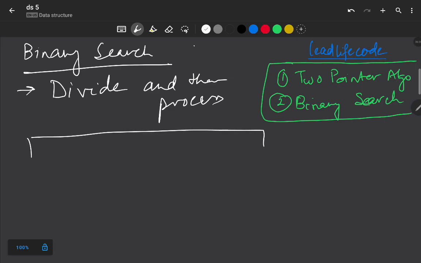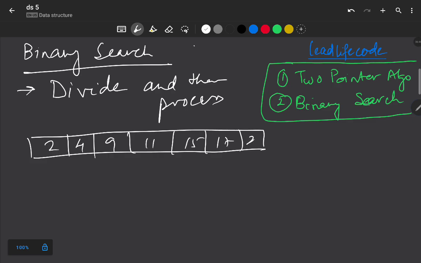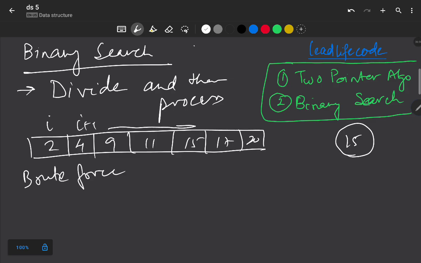Let us take again another array. So 2, 4, 9, 11, 15, 17, 20. So again it is a sorted array. Let us say you have to find 15 from this array. So in brute force, how would you do? You would iterate i plus plus, and you'll continue till you reach this index. So basically here again the time complexity becomes O of n.